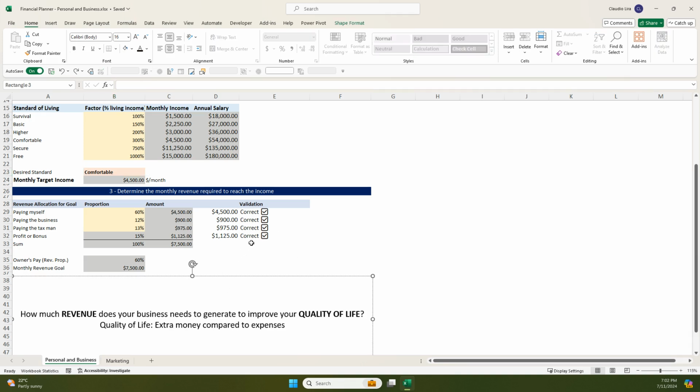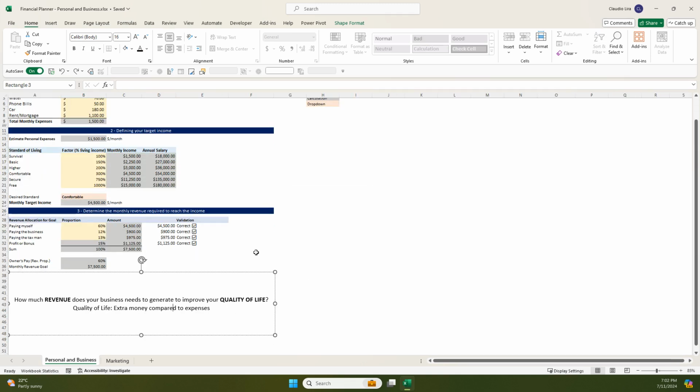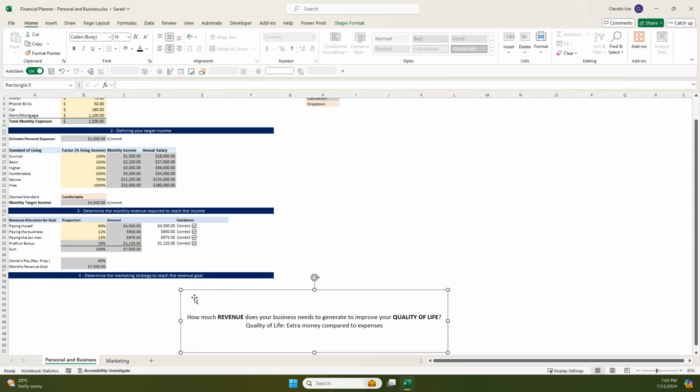But then this begs the question: what can I do in order to reach this amount of revenue? How much can I sell? How can I price my things? How long would it take for me to reach that?